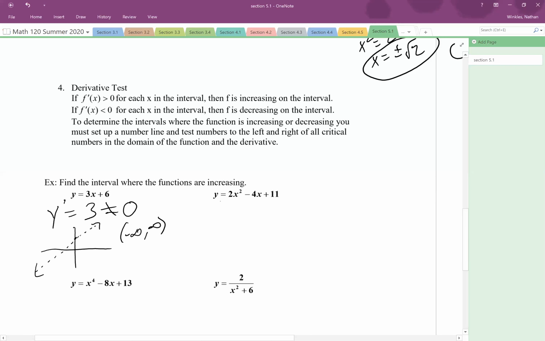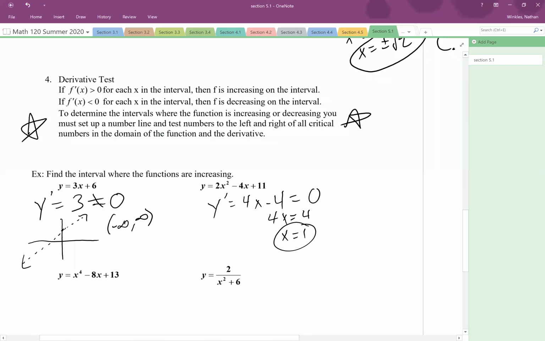So let's look at this second example. y equals 2x squared minus 4x plus 11. y prime is 4x minus 4. Set it equal to 0. 4x equals 4, x equals 1. That is our critical number. So now we've got to come up here and follow this process here.